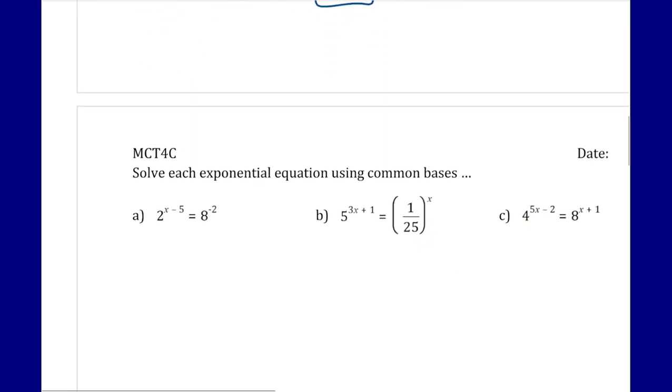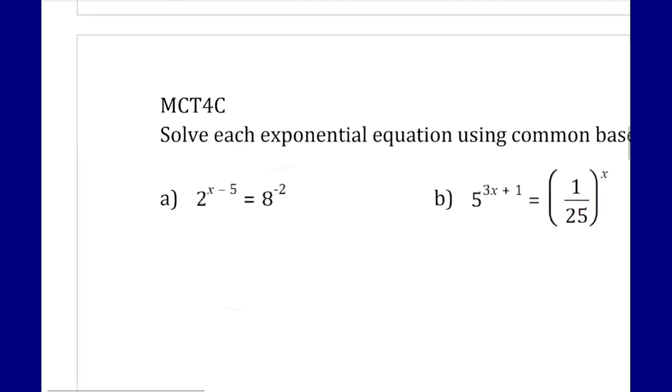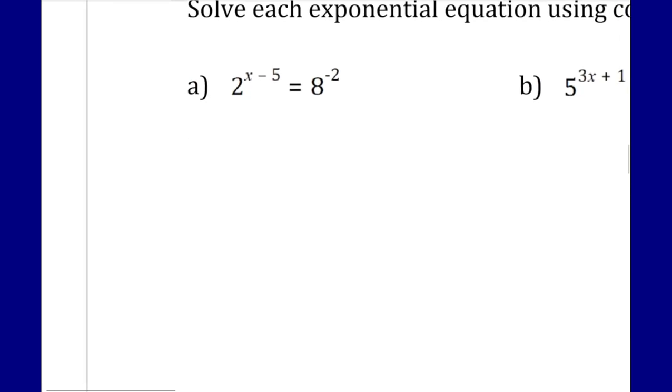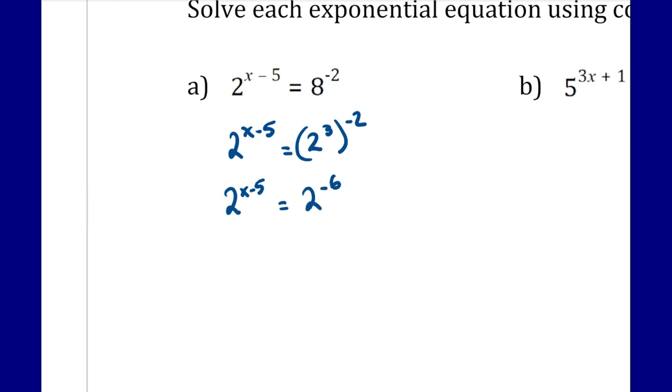So we have a couple of examples that we're going to work through. Let's take a look at the first one. 2 to the power of x minus 5 equals 8 to the power of negative 2. Well, 2 to the power of x minus 5 isn't going to change. I can rewrite 8 as a power with base 2. 8 is the same thing as 2 to the power of 3, and then that is raised to the power of negative 2. I have to use my power rules to simplify here. So this becomes 2 to the power of negative 6.